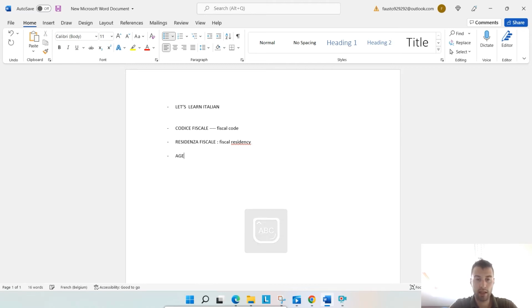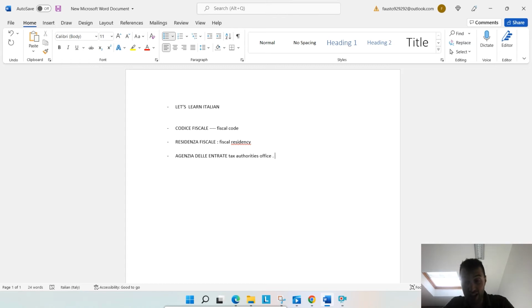Third point, Agenzia delle Entrate. You cannot move to Italy if you don't know what Agenzia delle Entrate is. Remember, Agenzia delle Entrate is the tax authorities office. Most important one. And why do you have to know? Because, for instance, if you receive a letter and you go to your accountant, they will tell you, even if they speak English, did you receive something from Agenzia delle Entrate?